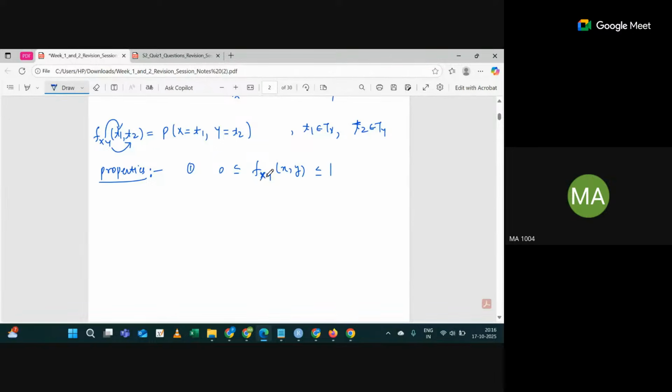So capital X, capital Y represent the random variables, and small x, small y represent one of the instances, basically one of the values. The second property is summation. Since we are dealing with two random variables, we will be adding throughout the range of x and throughout the range of y. It will be f_XY(x, y). I mean, the sum of all the joint probabilities should be equal to 1. Okay, is this clear?